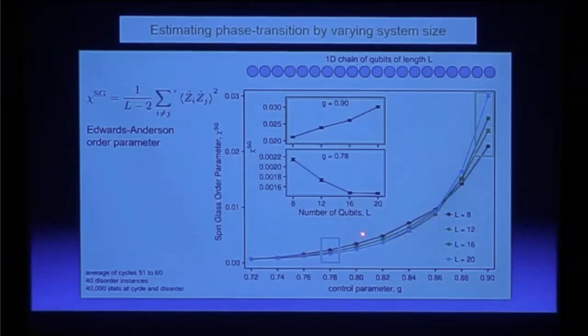But the typical behavior is that we go from 8 to 20 qubits, and there is a clear crossing in here. Below the crossing, when you go larger and larger, the Edwards-Anderson order parameter gets weaker and weaker. When you're above the transition, when you go larger and larger, the spin glass order parameter gets larger and larger. Therefore, we extrapolate and argue that that's the behavior when you make the system larger and larger.